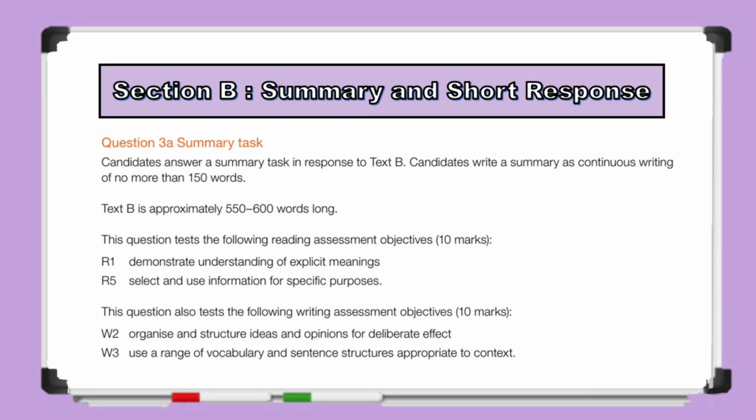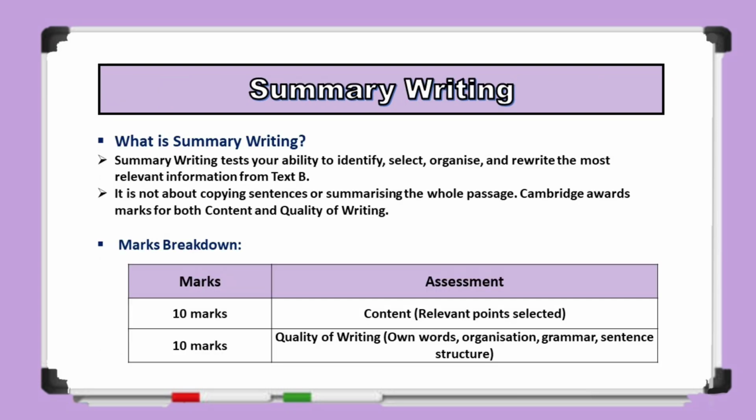This question assesses both your reading and writing skills. From the reading objectives, Cambridge tests whether you can understand the information given in the passage and select only the details that answer the question. From the writing objectives, Cambridge assesses how well you organize your ideas, use appropriate vocabulary, write accurate sentences, and express the information clearly in your own words.